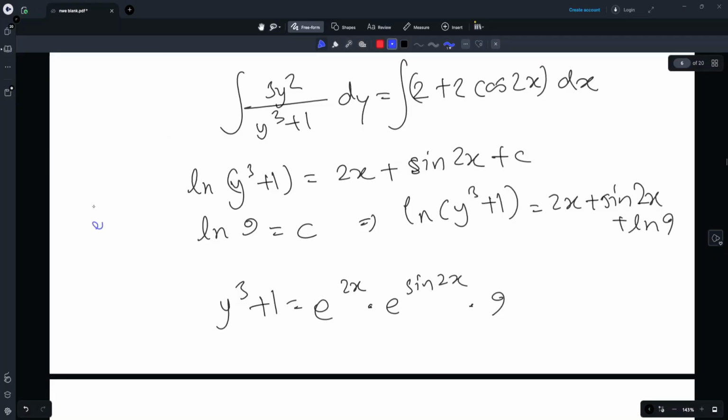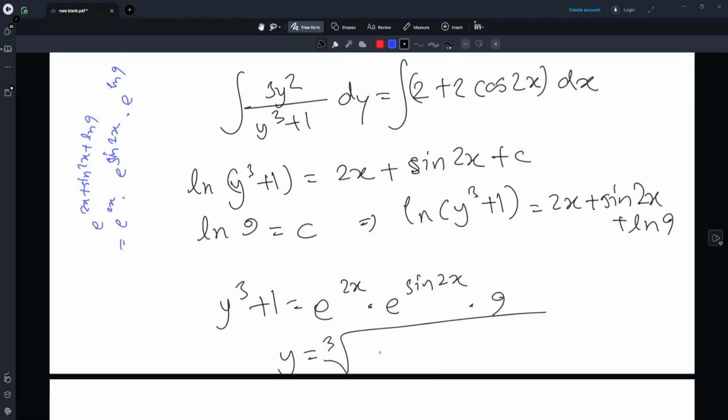If I add these different things together in the exponent, I can separate them out by multiplying the different factors, like this: e^(2x) times e^(sin 2x) times e^(ln 9). And e^(ln 9) is exactly the same as just 9, so that's why I wrote 9 here. Then we have y equals the cube root of 9e^(2x + sin 2x) minus 1.